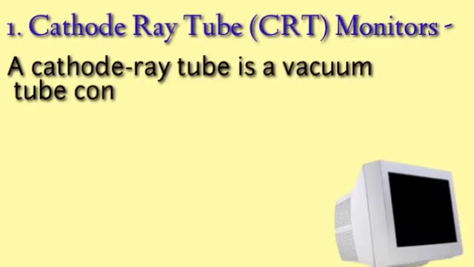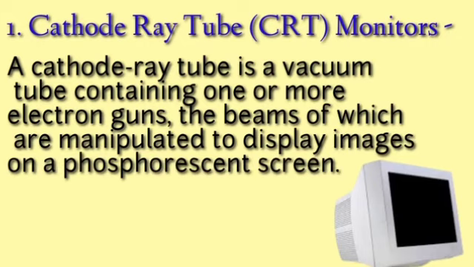The first monitor we are going to talk about is the CRT monitor. CRT stands for cathode ray tube. You can see the kind of monitor in the image on the screen. It just looks like an old television. It uses the cathode ray tube, which is a vacuum tube containing one or more electron guns, the beams of which are manipulated to display the image on the screen. So the image displayed on the screen is changed by the electron guns, made by the beams of the electron guns.